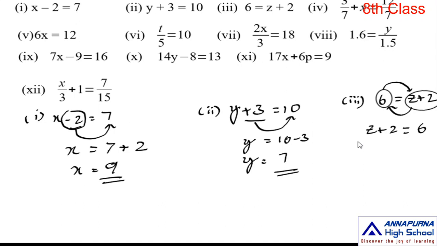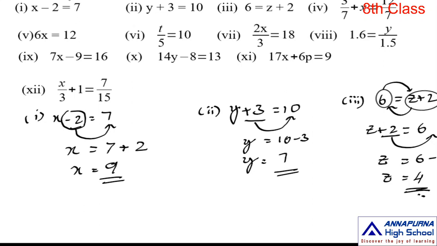Now the variable term is present on the left side, and we transpose this plus 2 to the right side. So z is equal to, when you transpose this plus 2 to the right side, here we have only z is equal to, already on the right side we have one constant term, that is 6, plus 2 transposed to the right side changes to minus 2. So z is equal to 6 minus 2, it is equal to 4. So this is the solution of the third equation.